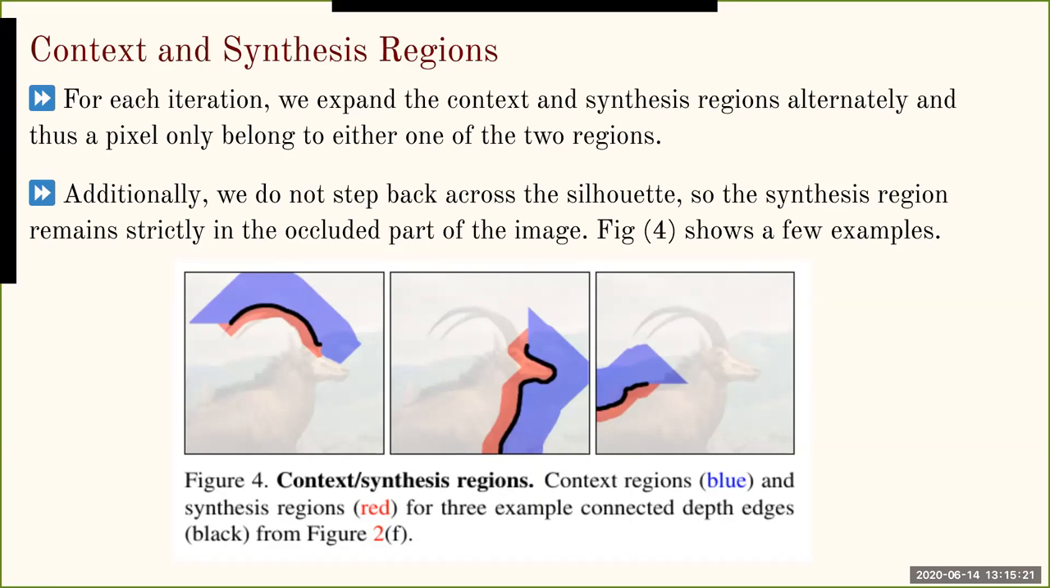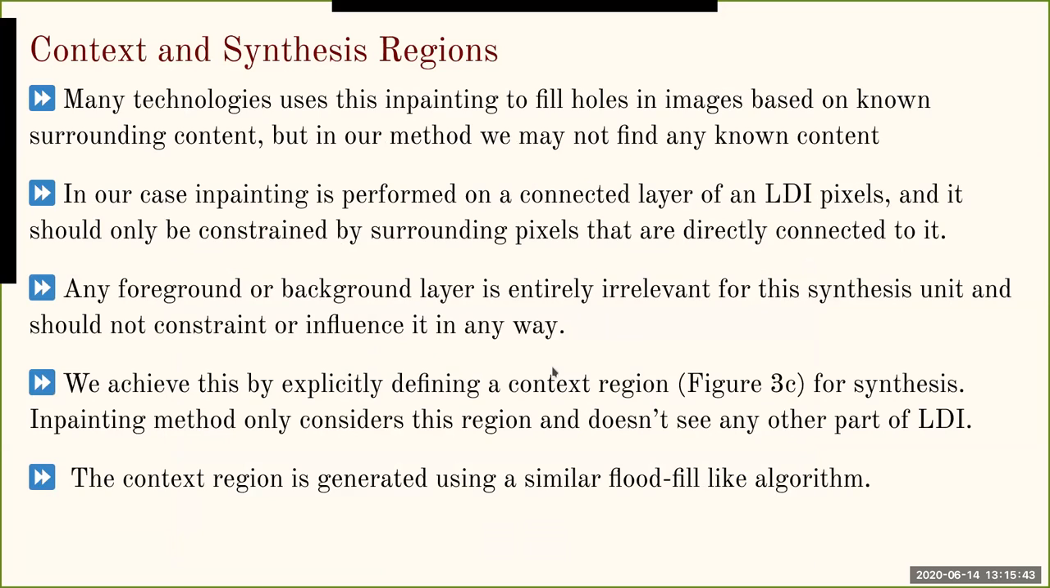In addition, we do not step back across the silhouette, so the synthesis region remains strictly in the occluded part of the image. So this is the context region in blue, and the synthesis regions are in red. So this will be synthesized and this will be context. So the foreground will move, and this will also have to be inpainted for a better immersion. Many technologies use inpainting to fill holes in images based on known surrounding context, but in our method we may not find any known content.